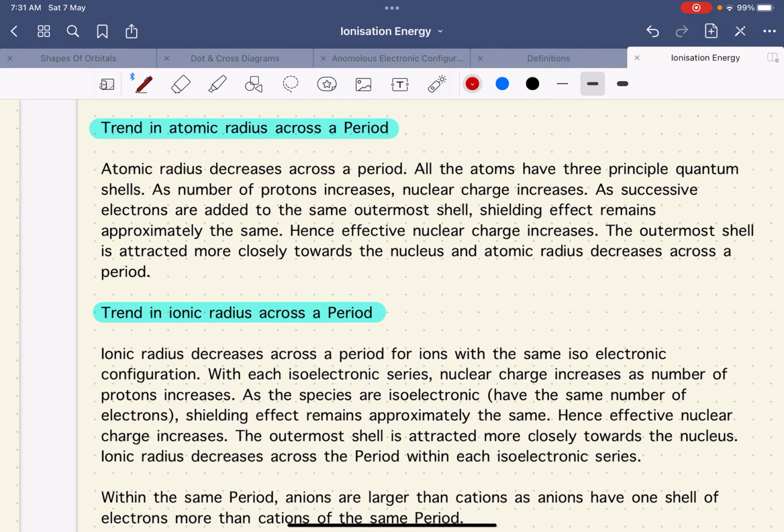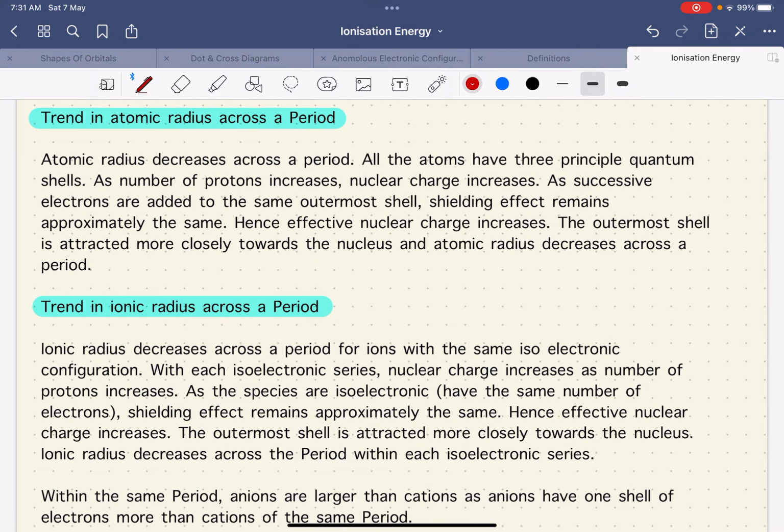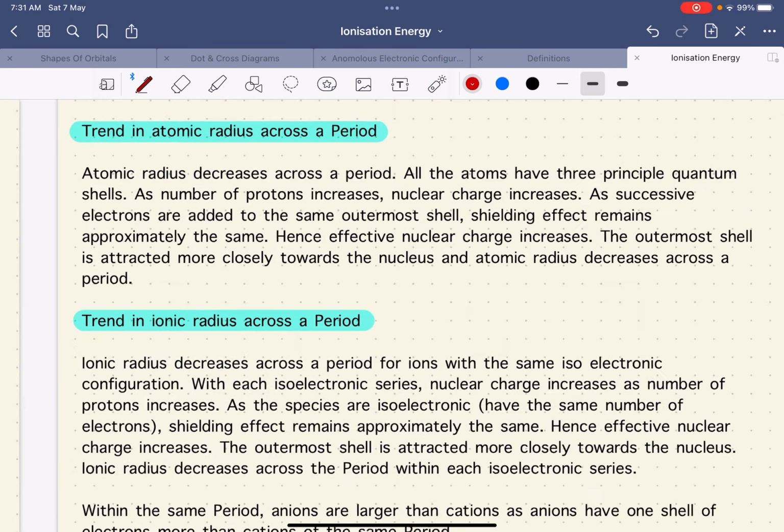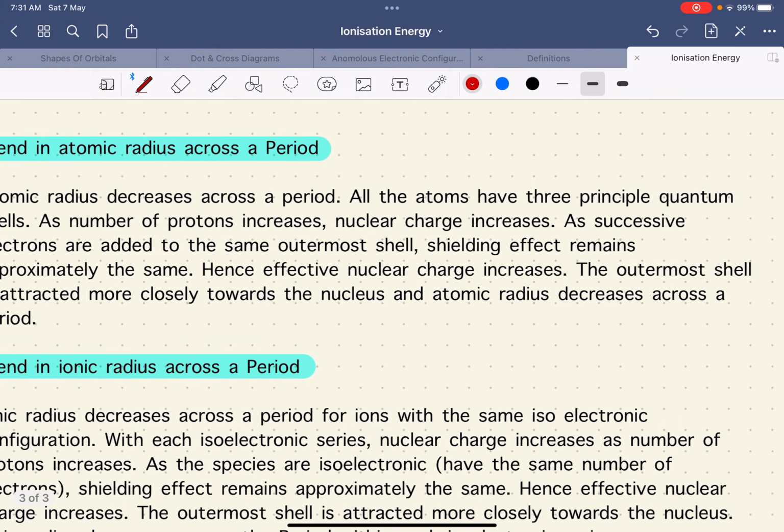Now let's look at the trend in atomic radius across the period and the trend in ionic radius across the period. They are different. Why are they different? They are not necessarily different in the sense you might think, because they both decrease, but they decrease for different reasons.